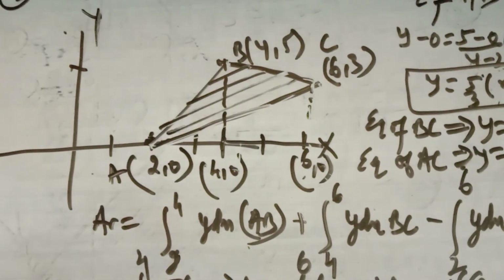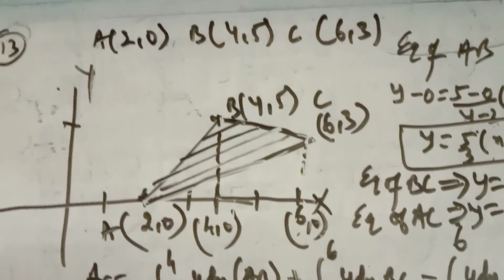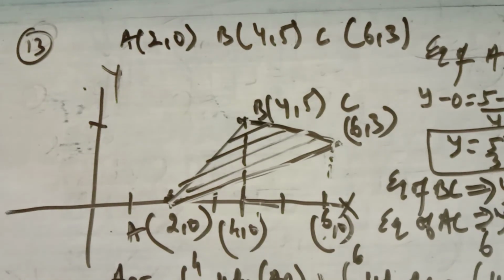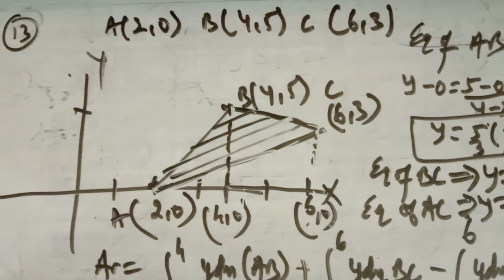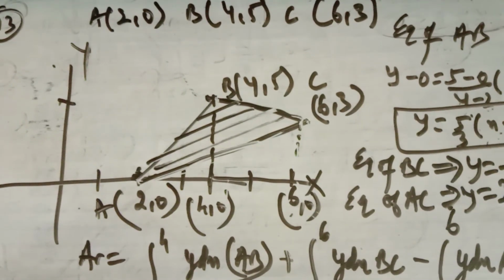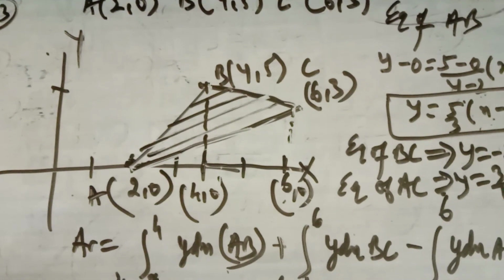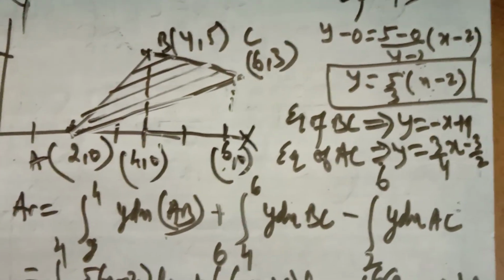You have done it already in the second exercise, and again it is coming, and as usual you first of all mark the points on the graph paper, shade the area, and find the equations of AB, BC and AC by using the equation of a line passing through 2 points.